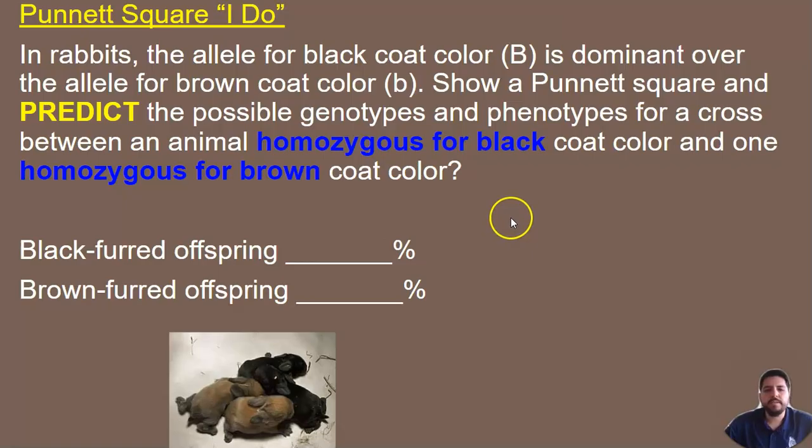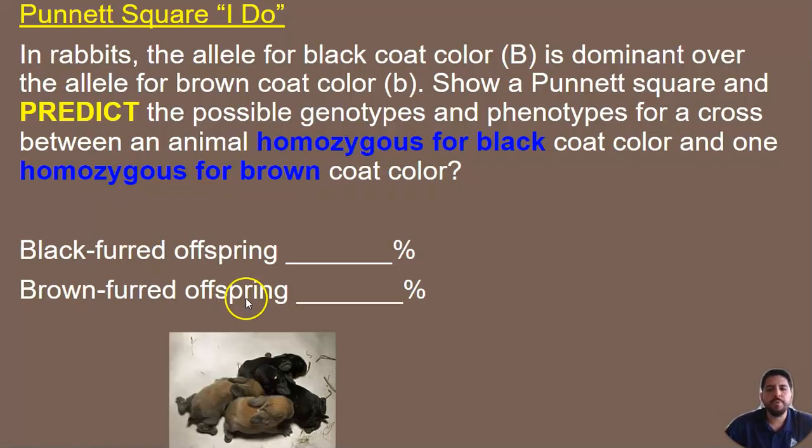Okay, let's practice using some Punnett squares. So Punnett squares are a tool that we can use to identify percentages of what offspring might look like based on the genotypes of the parents. So in rabbits, the allele for black coat color, capital B, is dominant over the allele for brown coat color, lowercase b. Show a Punnett square and predict the possible genotypes and phenotypes for a cross between an animal which is homozygous for black coat and one that is homozygous for brown coat.